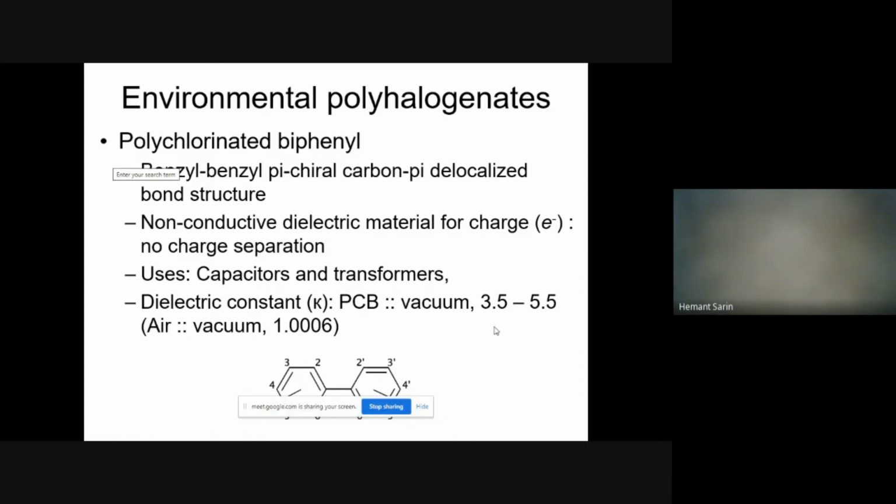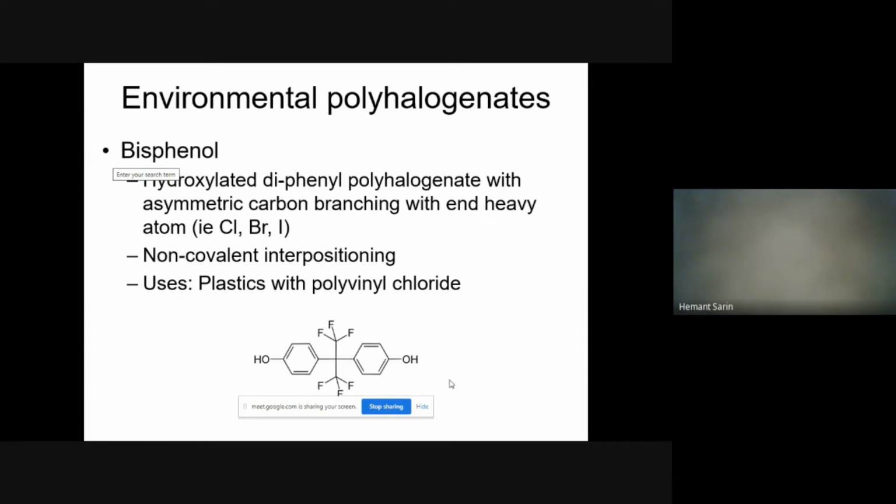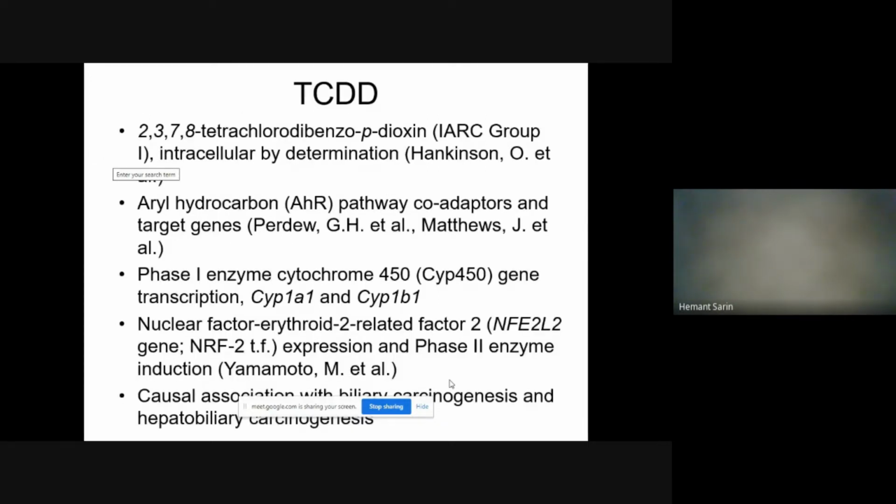And they've accumulated over time. Then the bisphenols are in plastics such as polyvinyl chlorides, and these are hydroxylated compounds with halogenation, and they interlock non-covalently to make plastics what they are. There are several different subcategories of these.